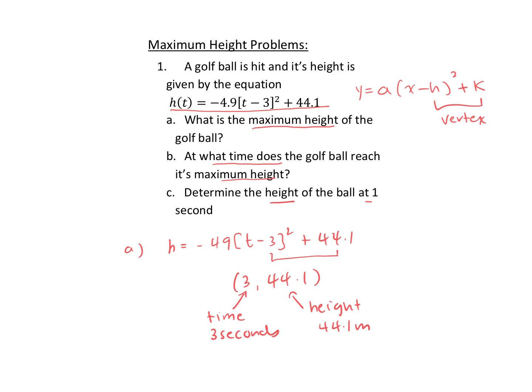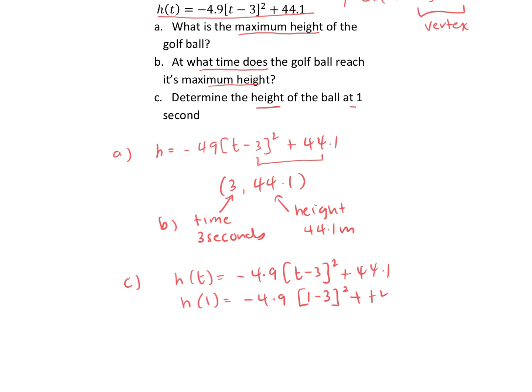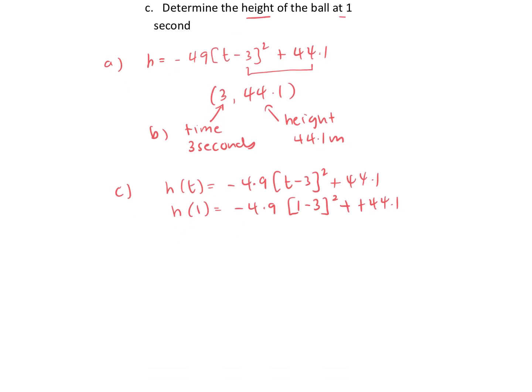So if it's already in vertex form, it's pretty easy to answer that question. So A wants the height, B wants the time. And then it says find the height at 1 second. So we want to know the height when the time is 1. So we are going to replace time with 1 second. So we'll put that in brackets here. 1 minus 3 squared. And then we'll calculate that height.